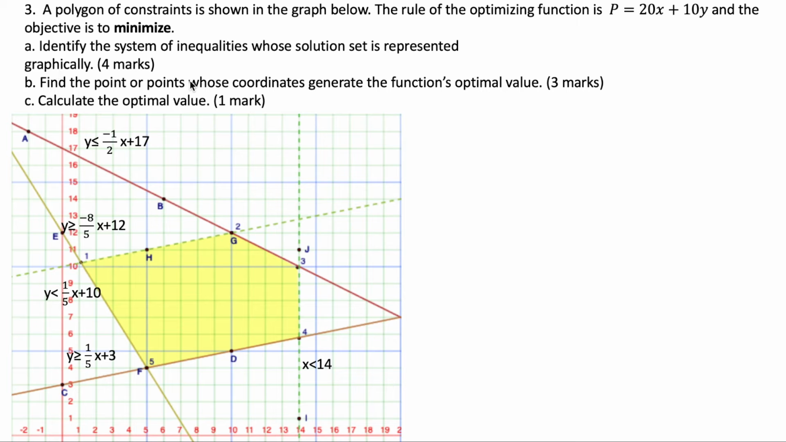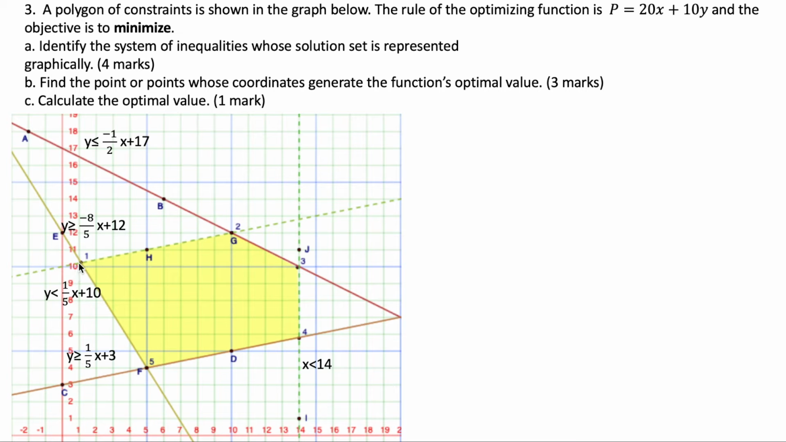Find the point or points whose coordinates generate the function's optimal value. I could find each of these vertices, then plug them into our optimizing function. You can do it that way. I'm going to use a scanning line. I'm going to start off with my optimizing formula. I need to get all of my vertices.